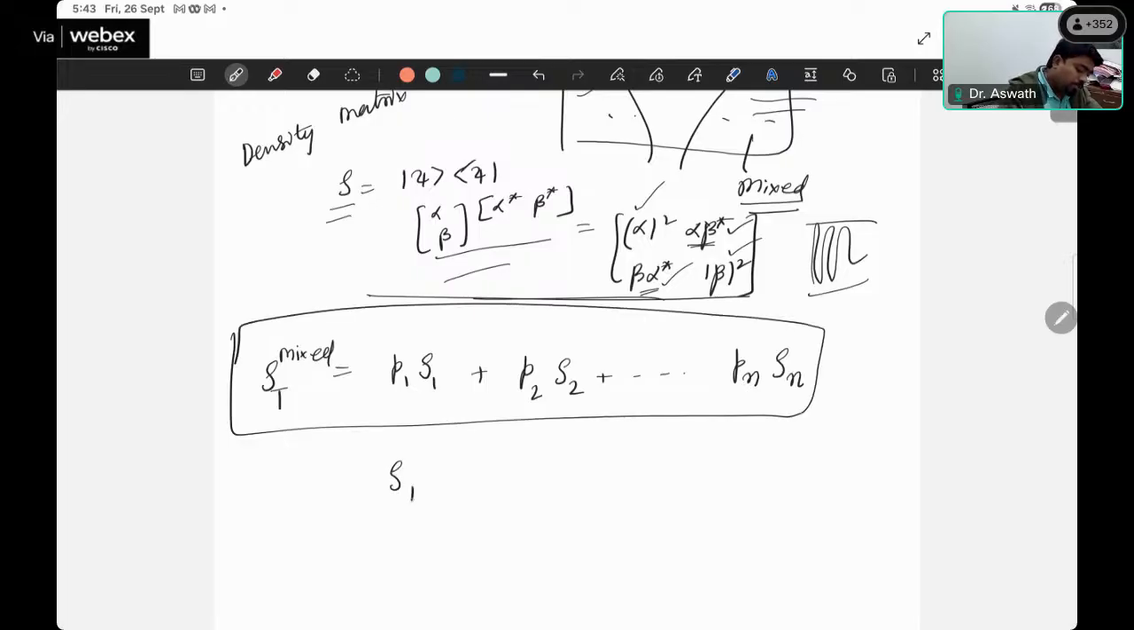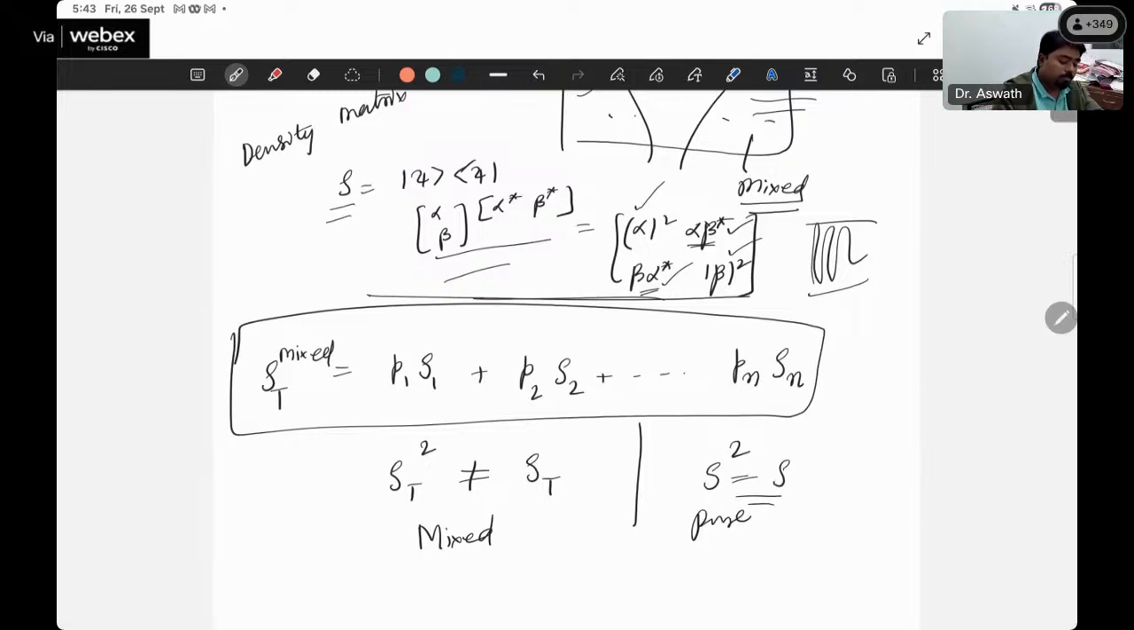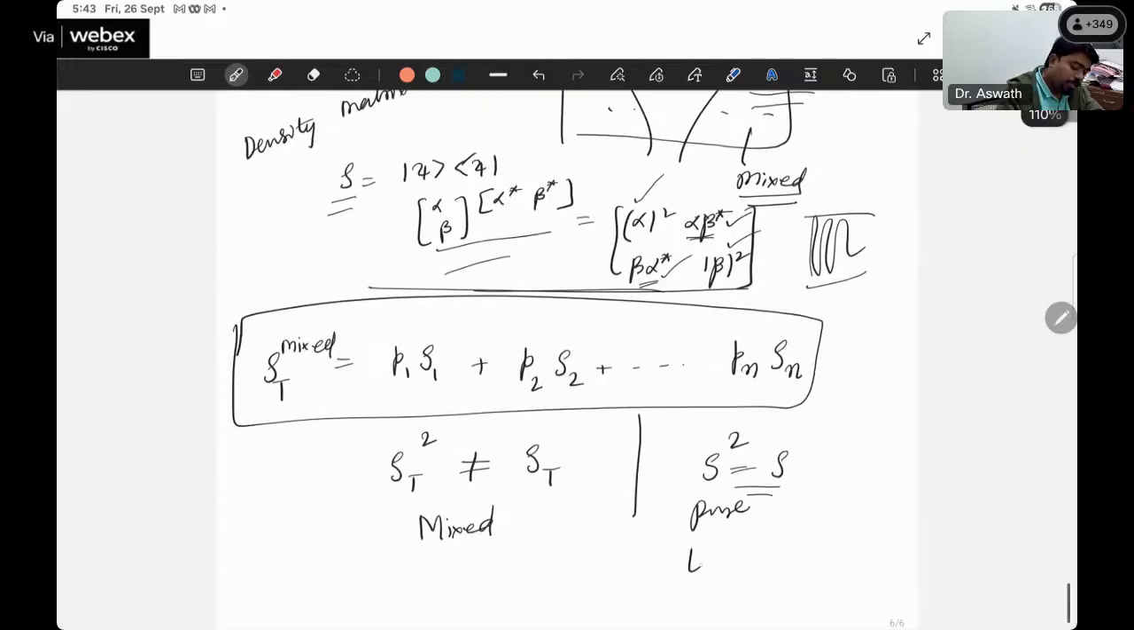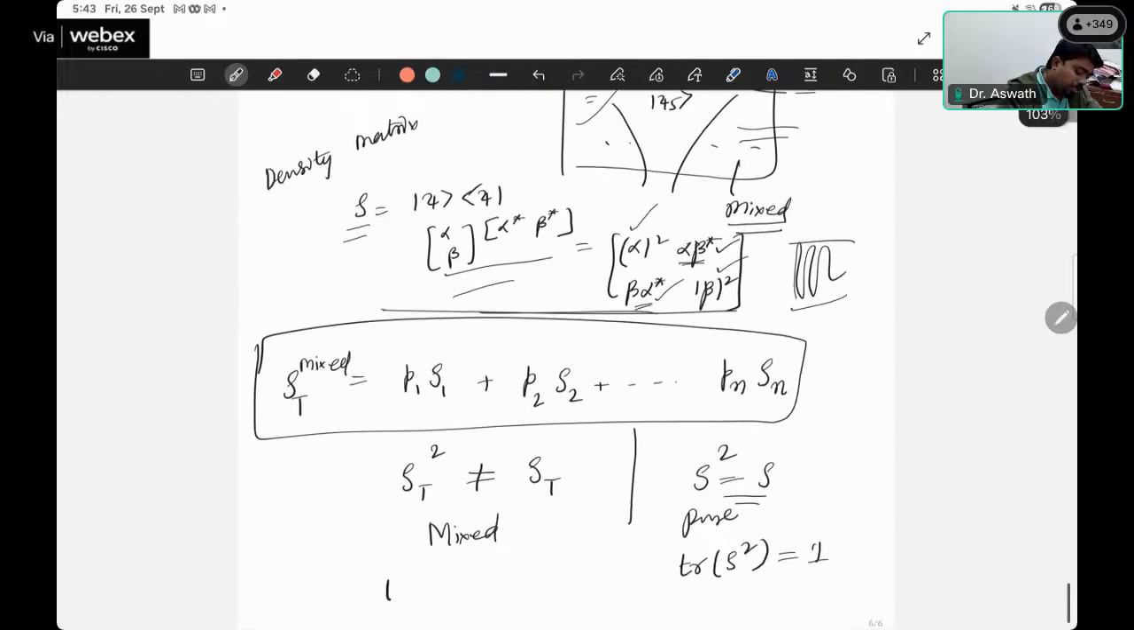Now, if you square the overall density matrix, it is not going to be equal to the density matrix itself. But if you square a pure system's density matrix, you will get rho, and the trace of rho squared is actually 1. For a mixed system, the trace of rho squared is not equal to 1; it is anything other than 1. In that way, you can find whether the system is mixed or pure.